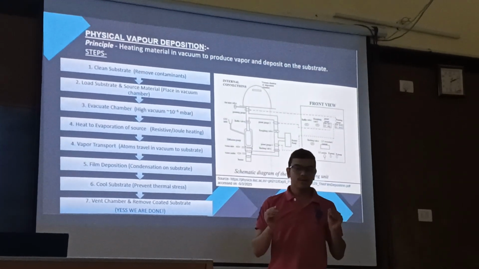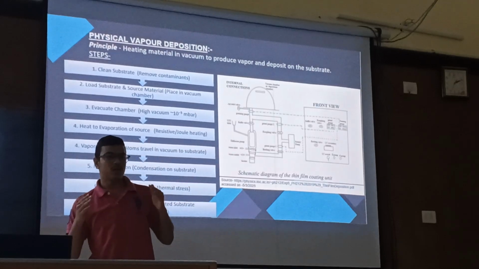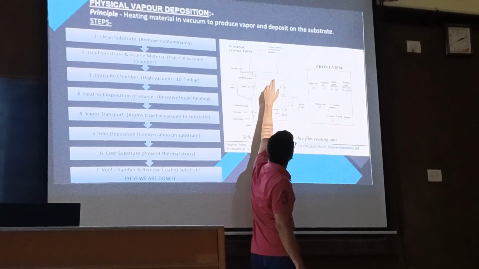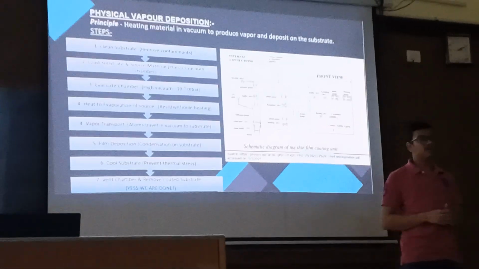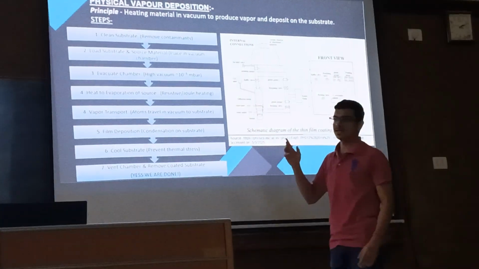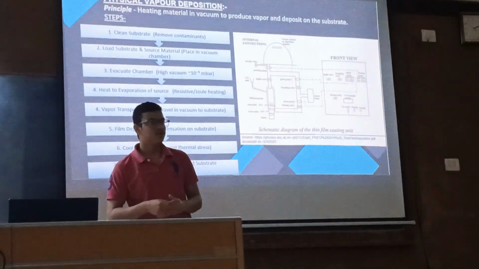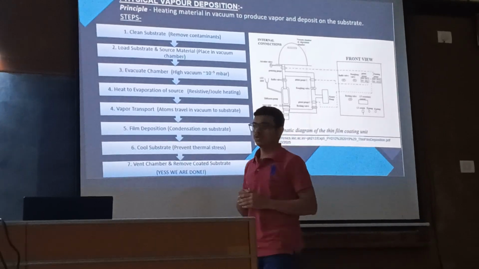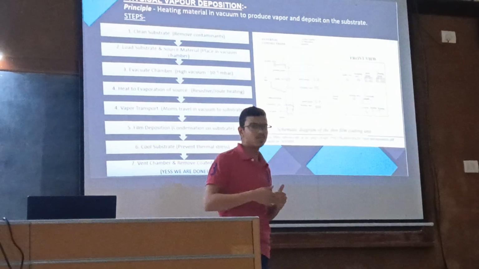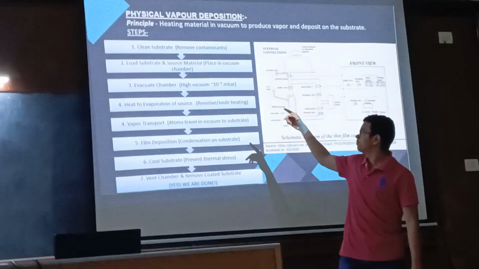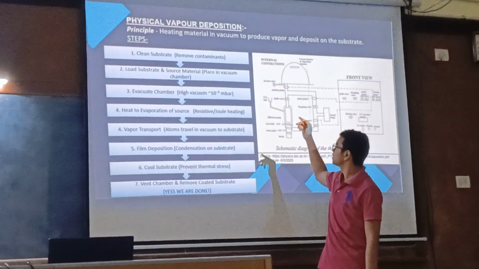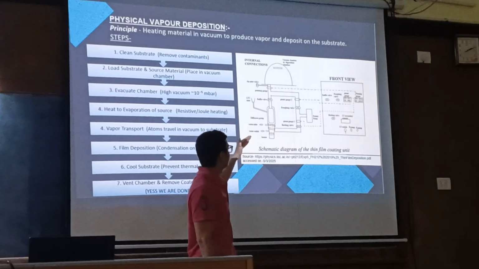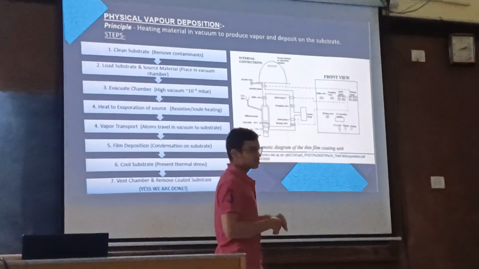Then after cleaning, we load our source and substrate inside the chamber. This is the chamber. We load inside this, and after this we create vacuum. It is basically done by roughing followed by high vacuum. In roughing, we first remove all the bulk gas particles, so that after that we use a diffusion pump to achieve a low vacuum pressure, and the pressure is typically of the order of 10 to the minus 5 millibar, and then we start deposition.